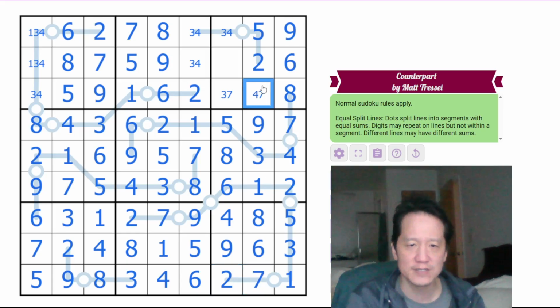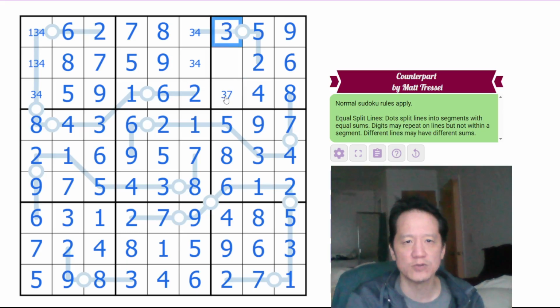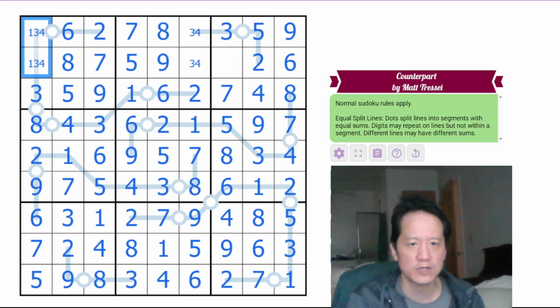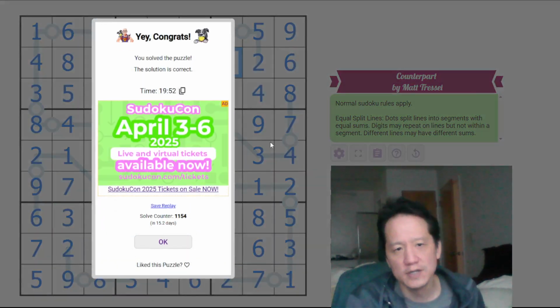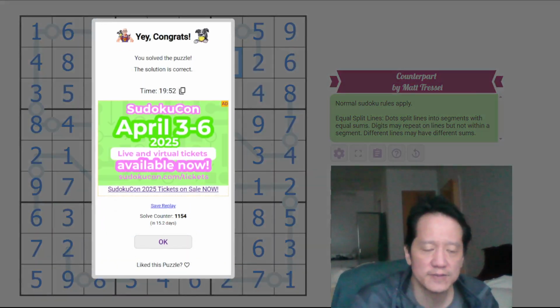This 7 means this can't be 7, so this is 4, which makes this a 3, which makes that a 7. This 4 also makes this a 3, so none of these can be 3. And this 3 makes this a 4, which makes that 3. This 4 makes this a 1, which makes that a 4, and we're left with a 1. And that's how you solve it.